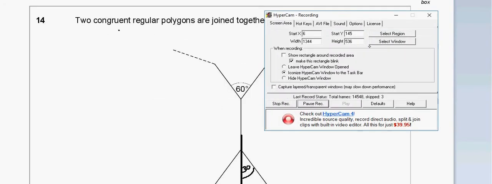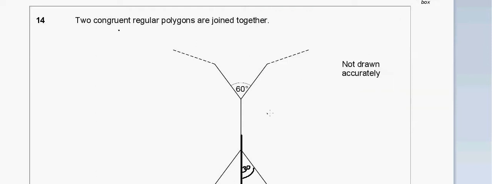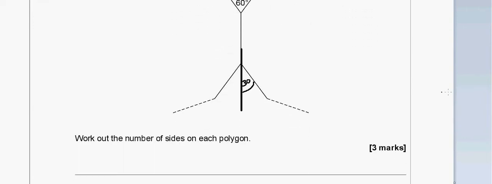Okay, so number 14. Two congruent regular polygons are joined together. So if they're congruent, they are exactly the same as one another. So two polygons that are the same as one another are joined together, okay, and we get this gap here of 60 degrees. So work out the number of sides on each polygon.